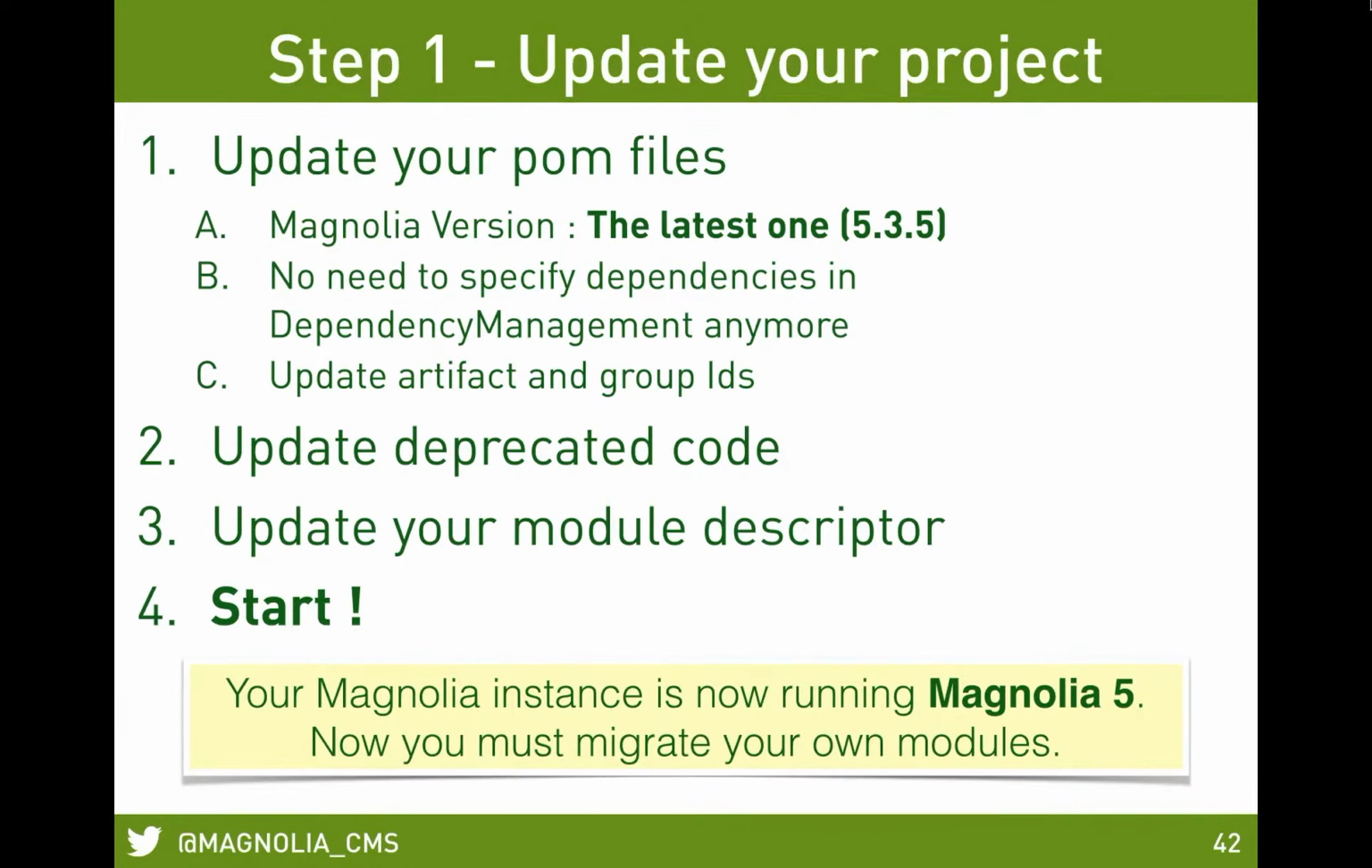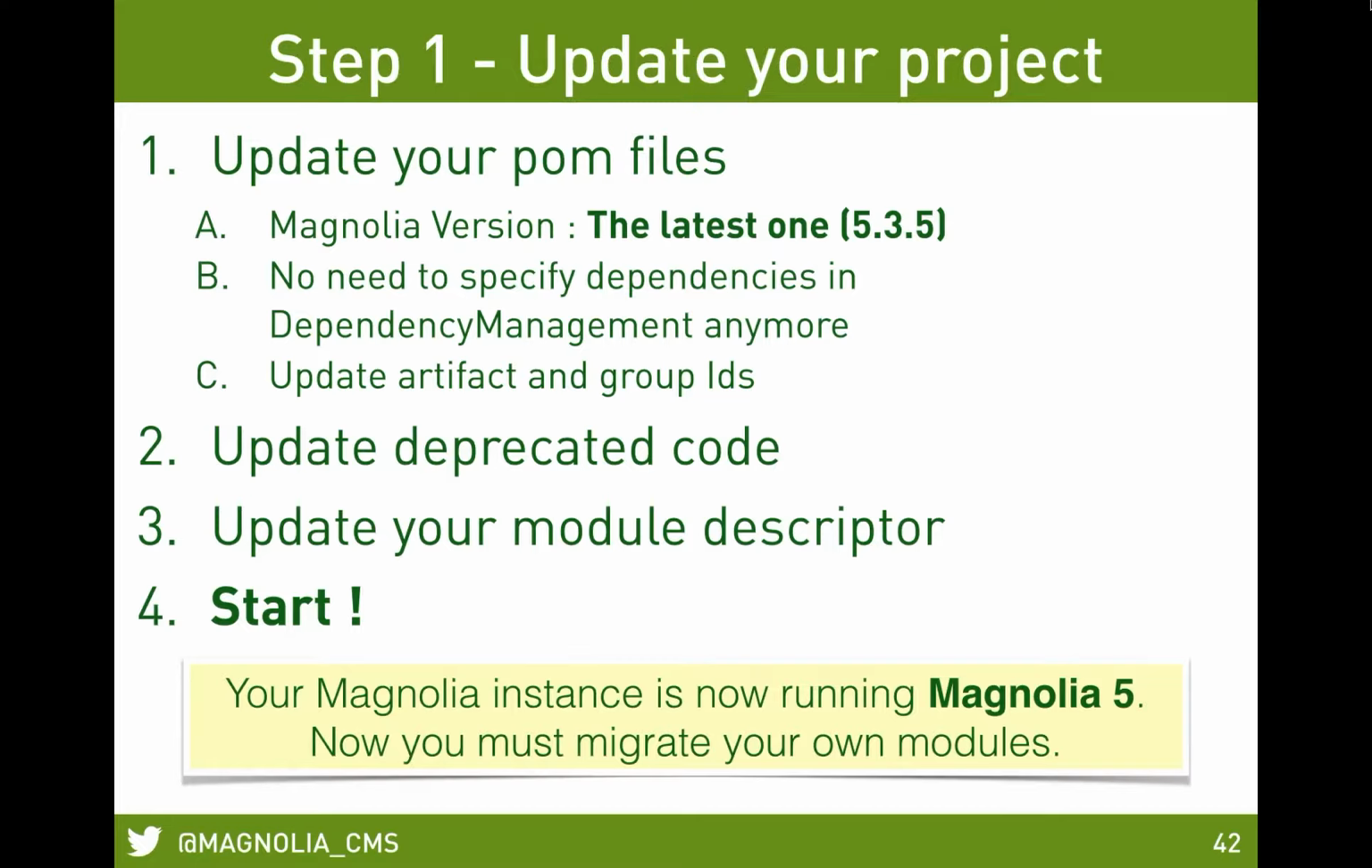So now the first step is to update the project itself. So you have to update the POM files to use the latest Magnolia 5.3.5. You don't need to specify any versions in the dependencies, because now in Magnolia 5 we are using the dependency management, and we know which version to use thanks to Maven, which can automatically take the version from the underlying dependencies. You will have to update some artifact and group identifiers. So everything here is described also in the documentation.